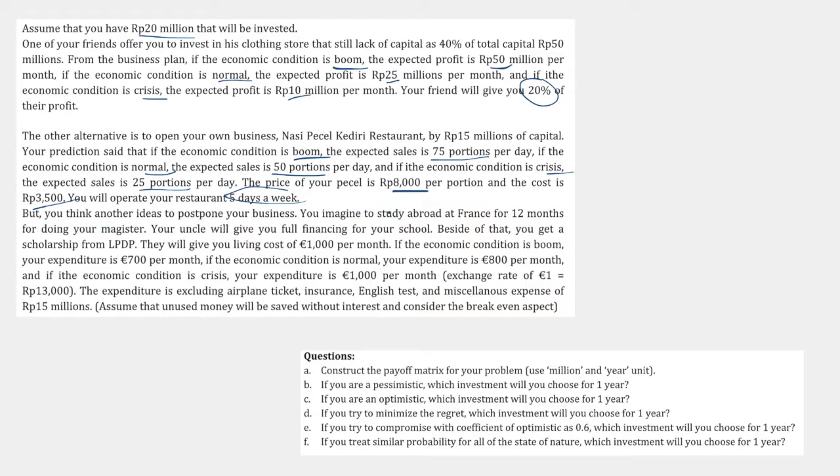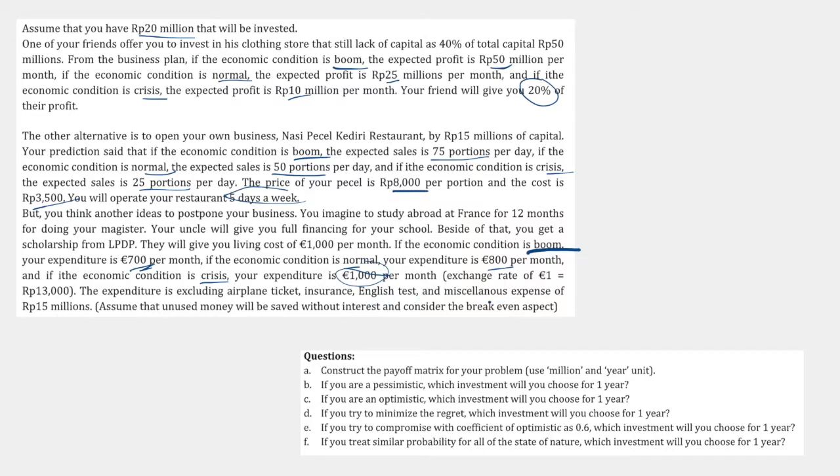Our last option is to study abroad. We will have full financing, but what will vary between economic conditions is the living cost. So our expenditure when the economy is on boom is only 700. When the condition is normal, our expenditure is 800 euro per month. And when it's crisis, it hits the highest at 1,000 euro per month. These are all in euros, and we have this exchange rate of 1 euro equals 13,000 rupiah. We will have to calculate that later on.